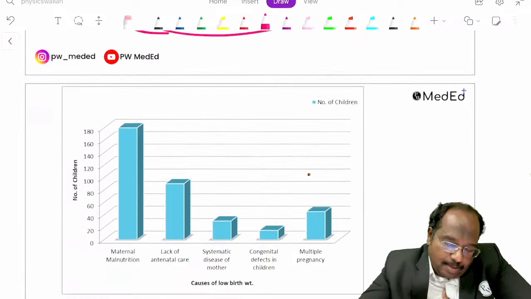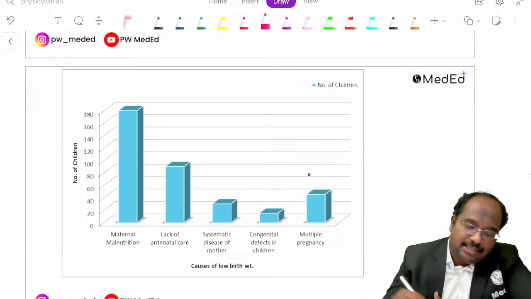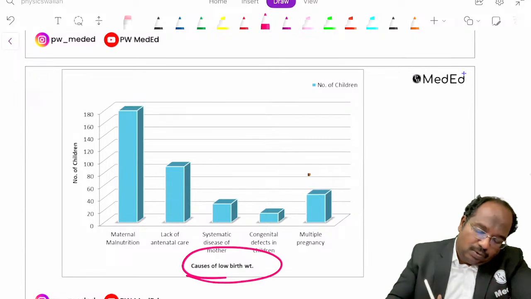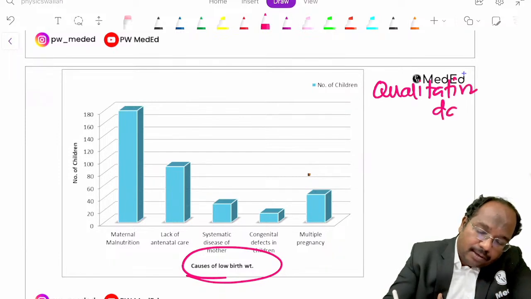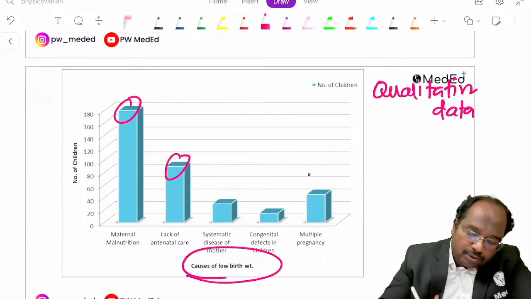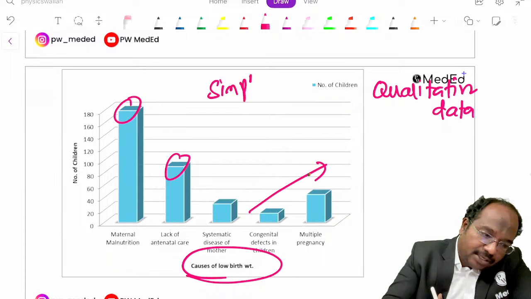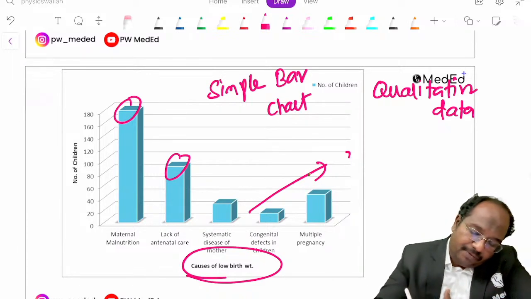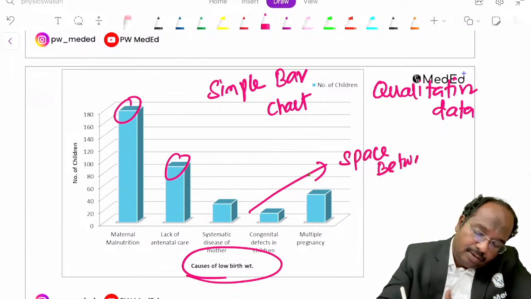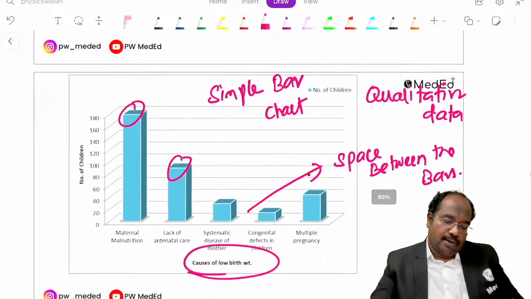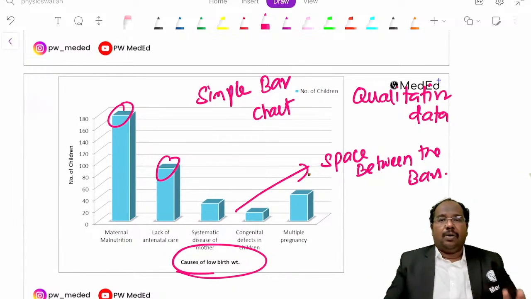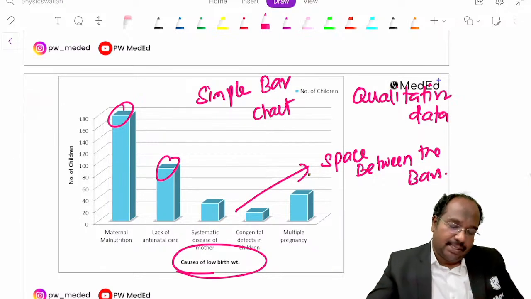What is this graph? I already told you. This is causes of. This is qualitative data. Qualitative means not measurable, only countable. For each cause, like maternal malnutrition, how many people? Lack of antenatal care, how many people? So there will be space between the bars. This is a simple bar chart. Qualitative data, space between the bars, guys.